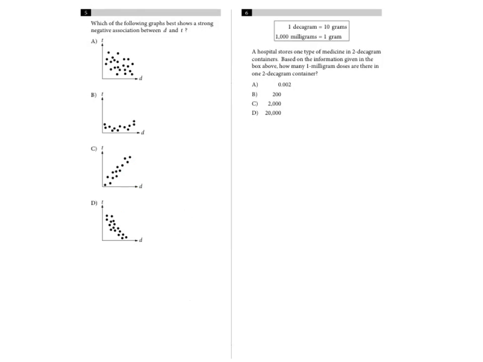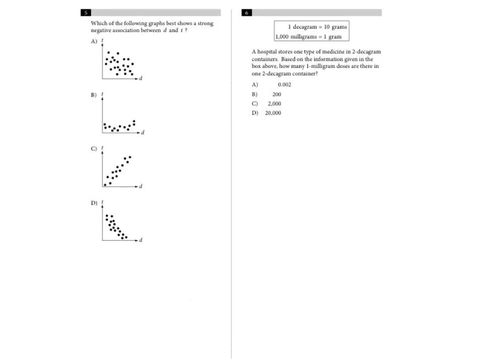Okay, let's look at number 6 now on this test. A hospital stores one type of medicine in 2 decagram containers. Based on the information given in a box above, how many 1 milligram doses are there in one 2 decagram container? So this is a form of, you may have heard it called dimensional analysis in your chemistry class. Regardless, it's a way to change from one unit to another unit.